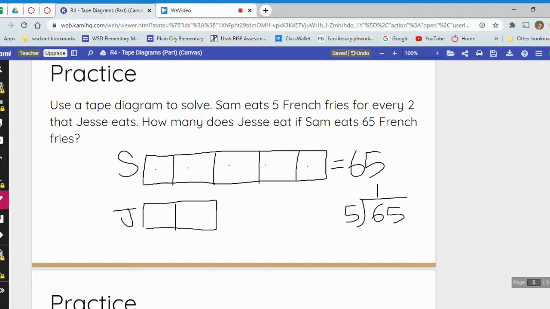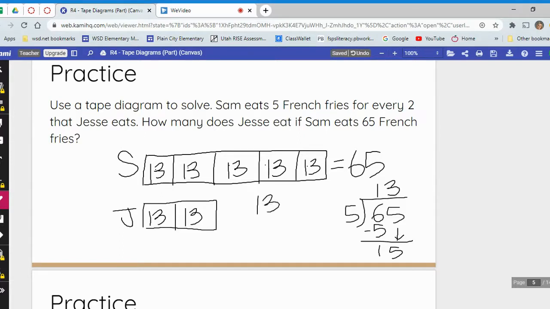Okay, 5 goes into 6 once. Subtract and get 1. Bring down a 5. 5 goes into 15 3 times. So that piece size, like I talked about in the last problem, is 13. Now that I have that information, I answer my question. How many does Jesse eat? Well, Jesse, we have that 13, and there's 2 sections there, so 13 times 2 is 26.